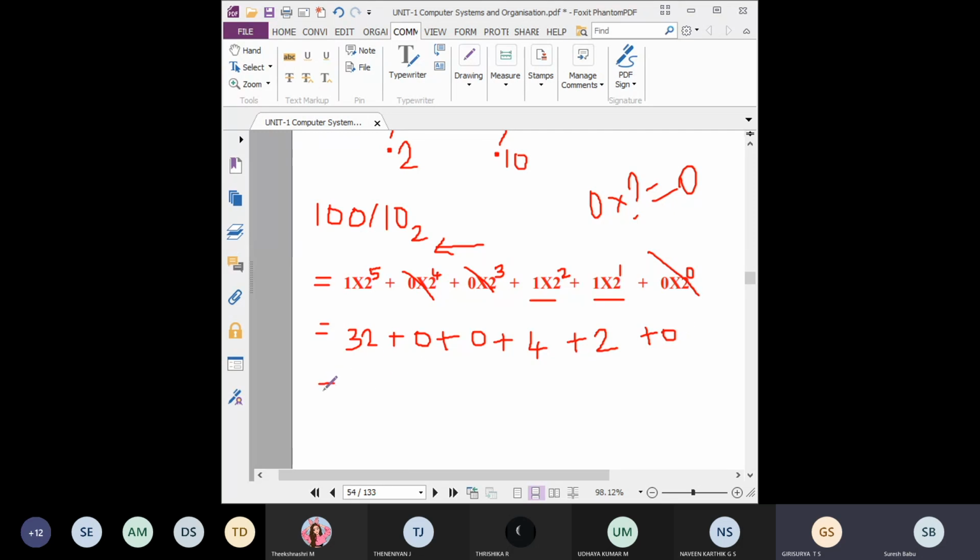So the next step is to add all the values. Add everything: 32 plus 4 plus 2. What is the answer? 38. That's all. This is our solution. Students understood? Yes, sir. Very easy.